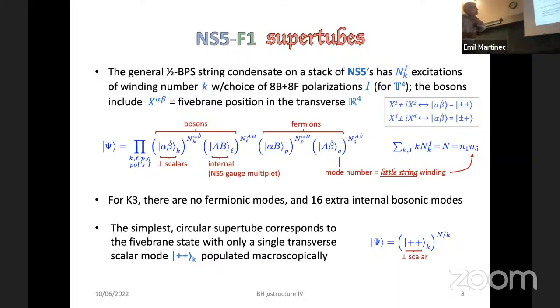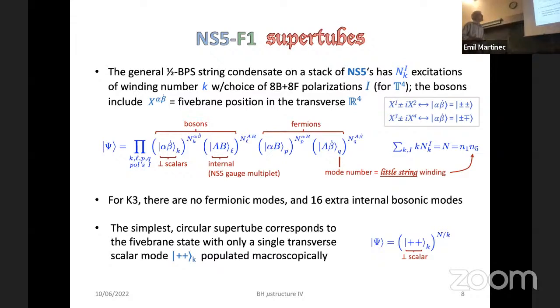So here we are. The complete set of two-charge microstates can be characterized by those integer mode quanta, how many of them you have in each of 8 possible bosonic and 8 possible fermionic polarization states. Now what are these things? These are basically different states that the little string windings can be in.